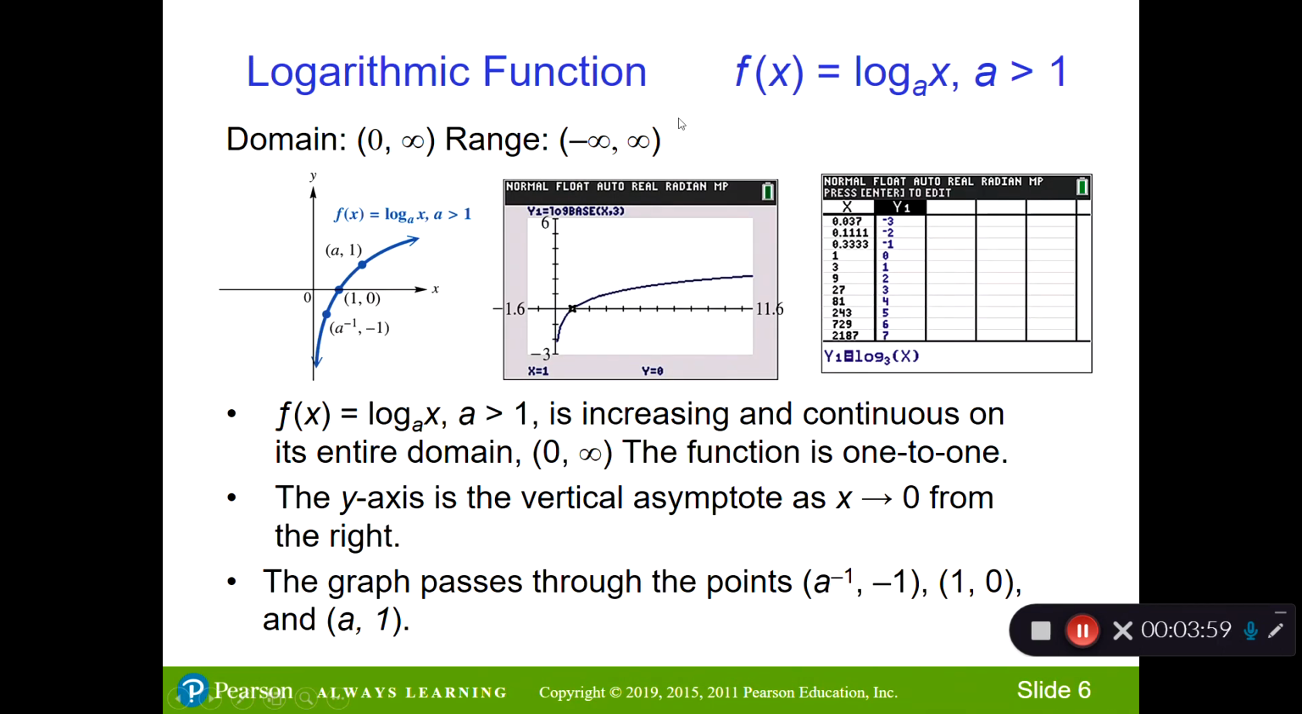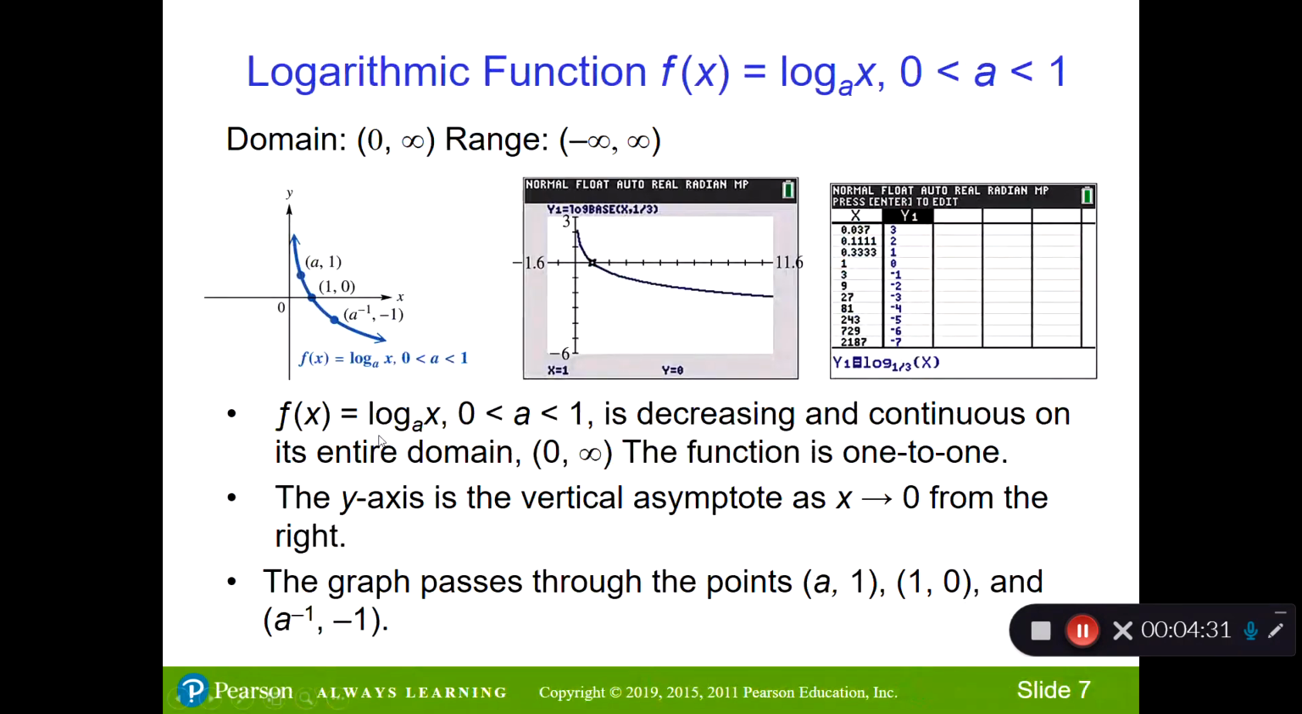So a general logarithmic function where the base is bigger than 1 will have this sort of shape to it. The domain will be 0 to infinity, the range negative infinity to infinity. It is increasing and continuous. It is one-to-one. There is a vertical asymptote at x equals 0, and it'll pass through these points for whatever the value of a is, unless we shift it or reflect it using our basic shifts from algebra.